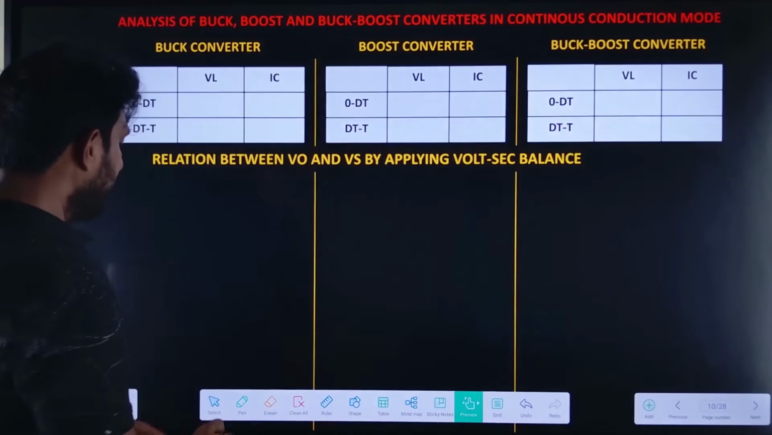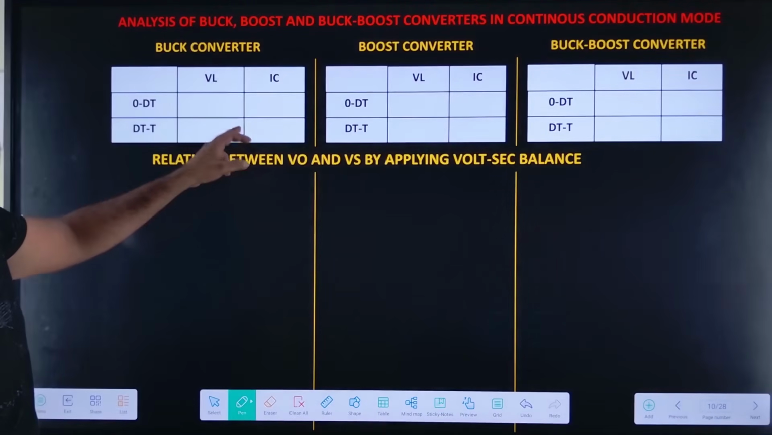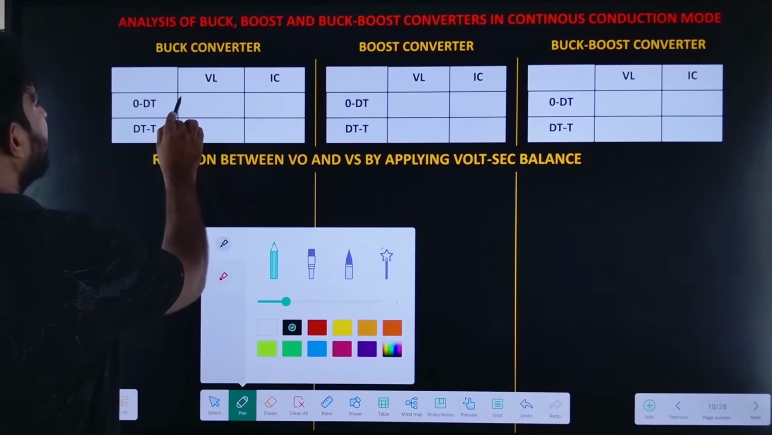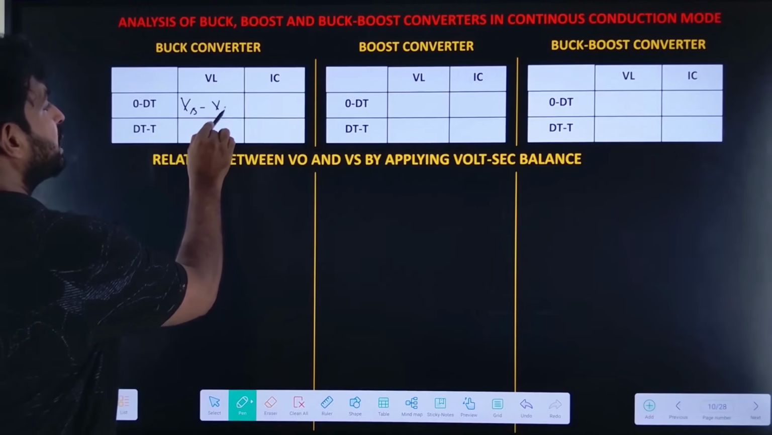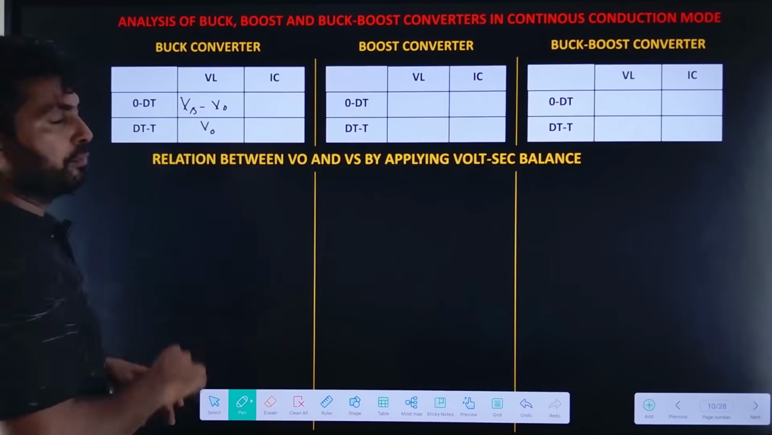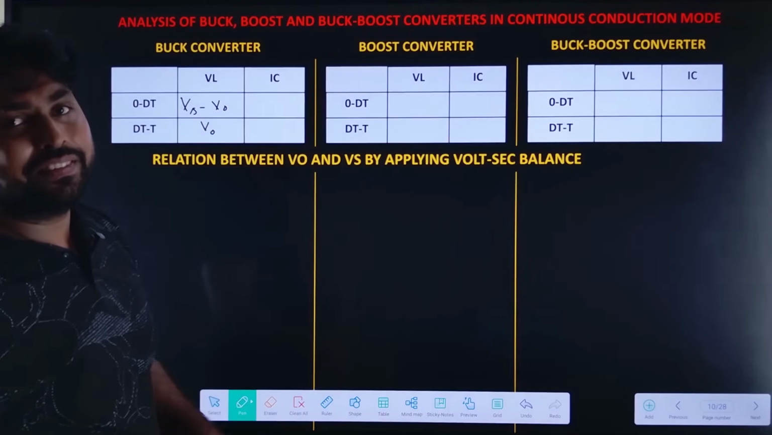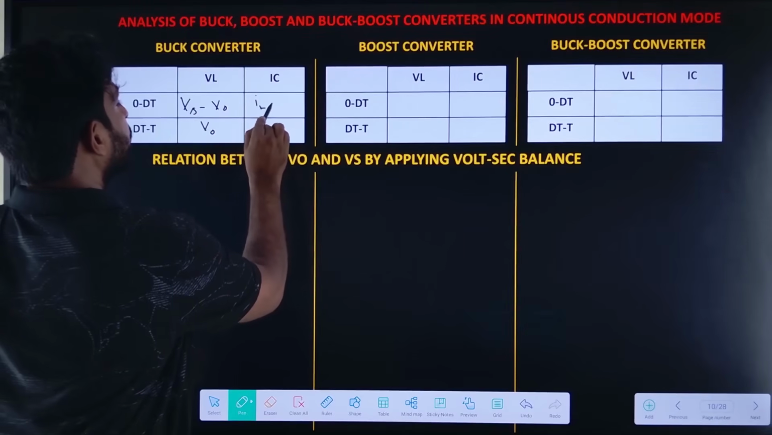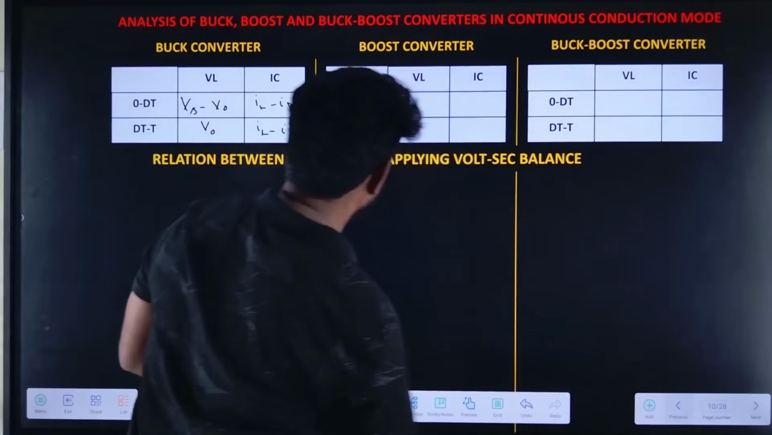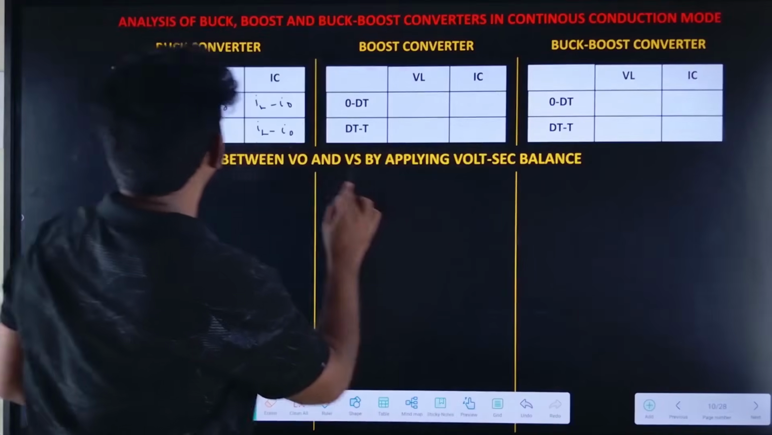Now let us go further. Let me fill this table. Already we have derived it. Here, in case of buck converter, for 0 to dt, VL equal to Vs minus V naught. For dt to t, VL equal to V naught. Now what is the IC value? It is IL minus I naught. Here IC equal to IL minus I naught.